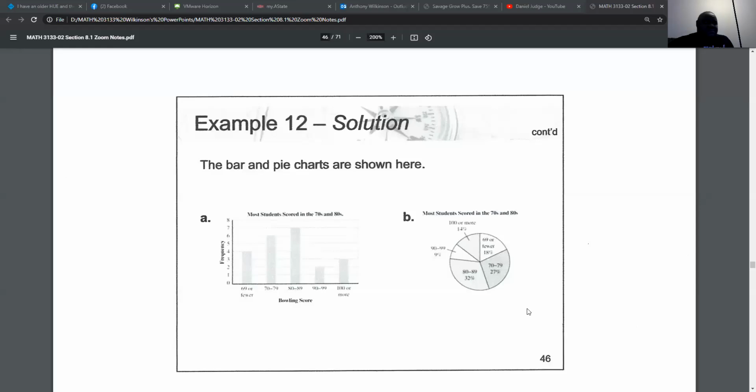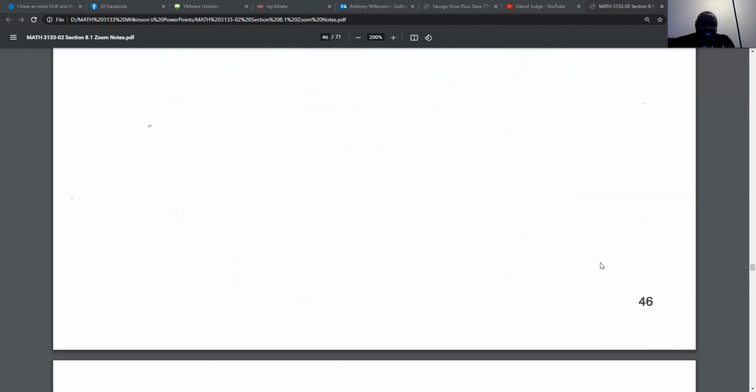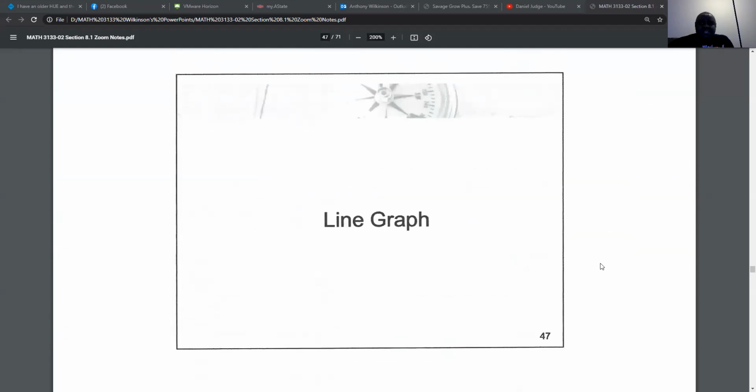All right, so much for pie charts. We'll just end it there. All right, next we'll talk about a line graph. Also, Microsoft Excel does line graphs for you.